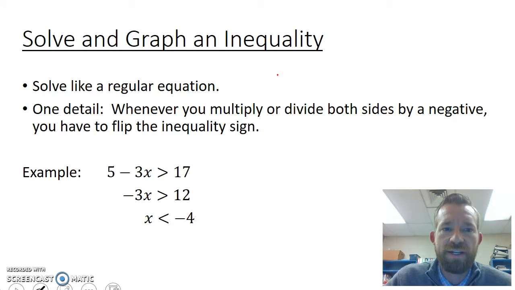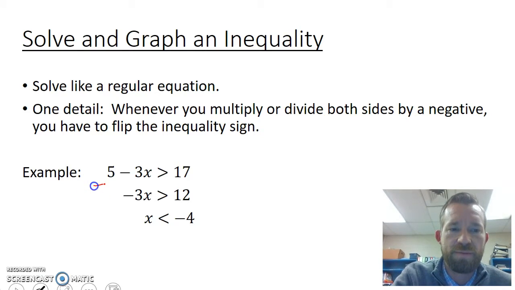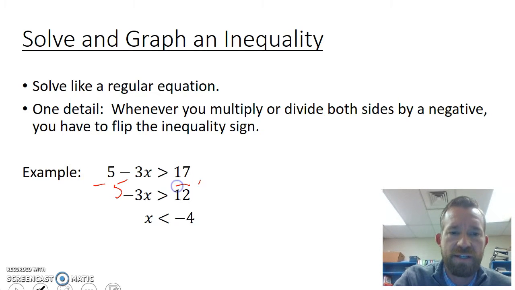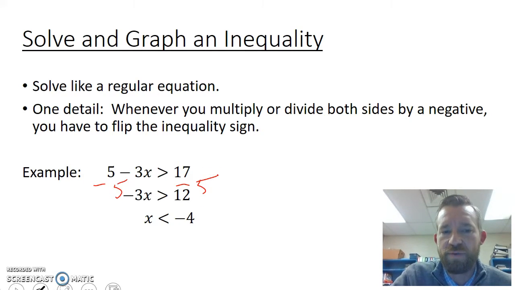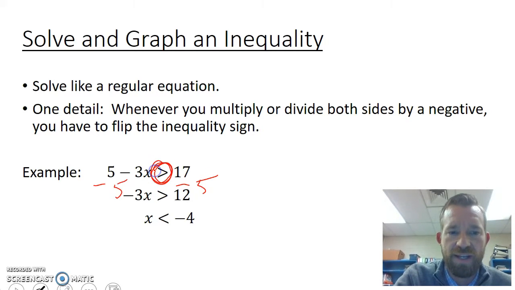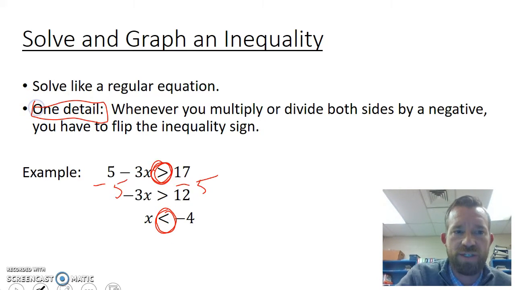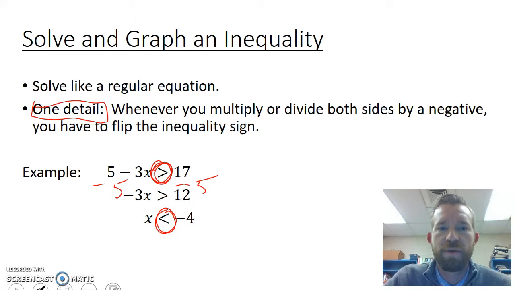When you're solving and graphing inequalities, they work just like equations. In this example, we're going to subtract 5 from both sides, divide both sides by -3, and we get our result. Notice here that our sign is flipped. It was greater than, and it's flipped to less than. That happens because of one little detail: whenever you multiply or divide by a negative, you have to flip the inequality sign.